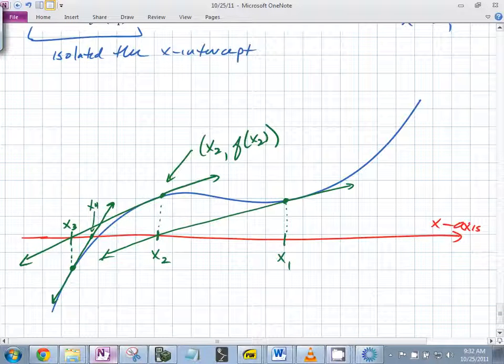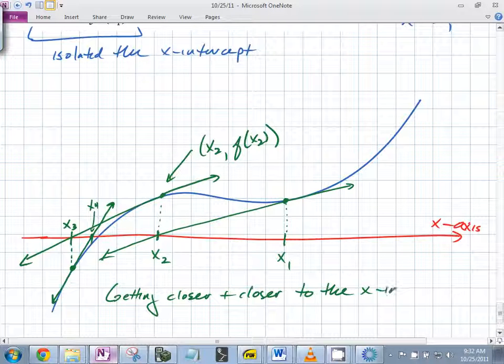So what's going on? You're getting closer and closer and closer to the x-intercept of the function, right? Do you see it happening on that picture right there? Yeah. It's getting closer and closer, and it actually gets close pretty quickly.